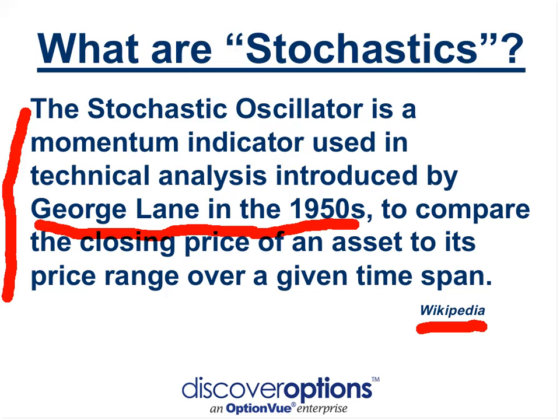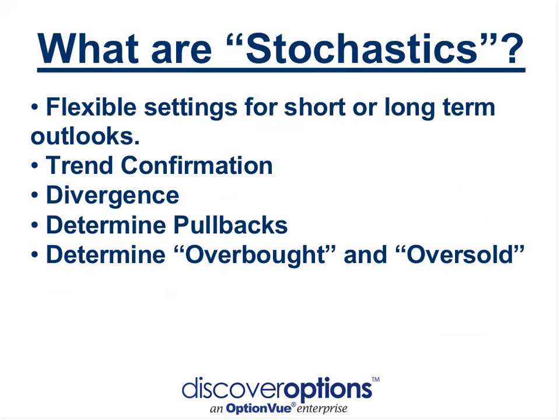Let me get my little yellow highlighter. It compares the closing price of an asset to its price range over a given time span. That's the best concise description of stochastics that I've ever seen: we're comparing the current value of an asset, stock, index, future, whatever, the closing price, to its price range, the range of prices over a given time span.